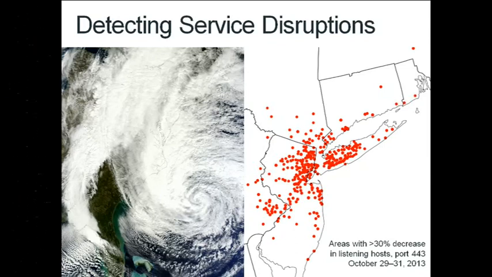And we can do something like this on a continuous basis all the time if we want to spot for disruptions in critical infrastructure.